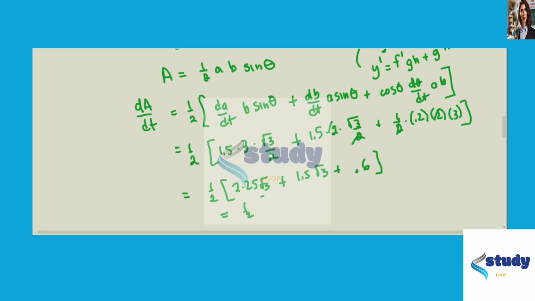So 1/2 of 3.75 times the square root of 3 plus 0.6. So add those together, divide by 2, and that will be dA dt. Again, centimeters squared per minute. Hope that helps.